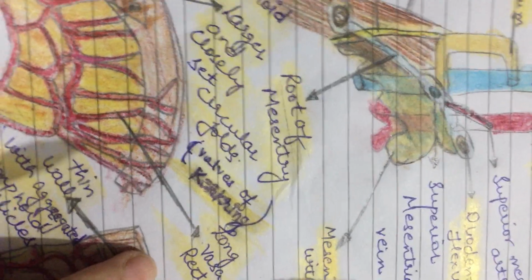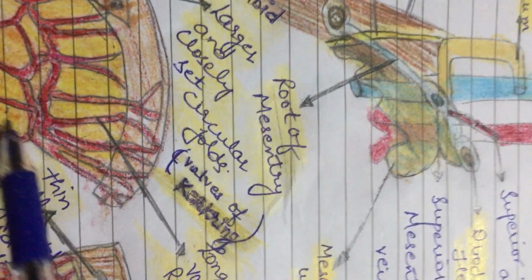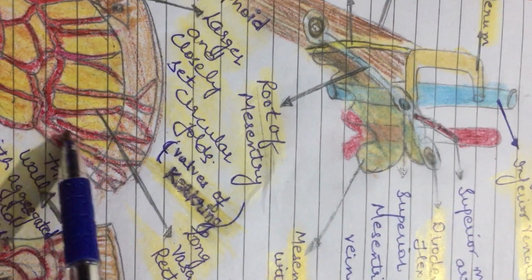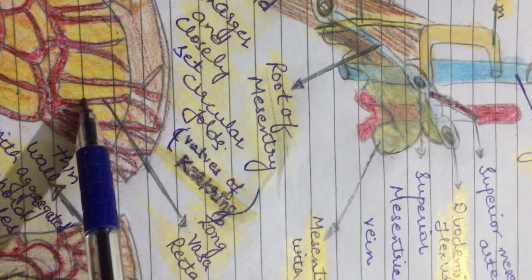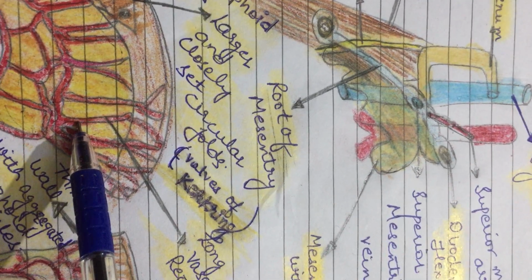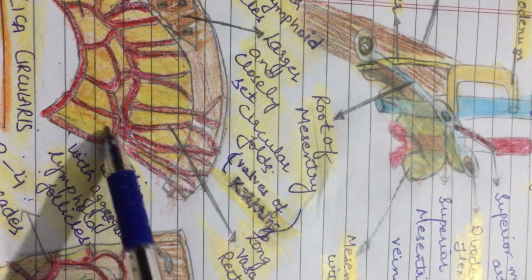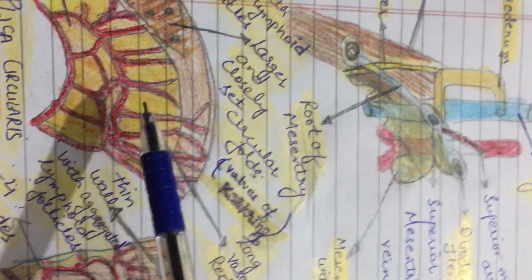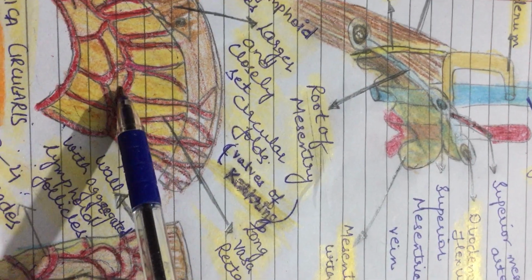Now come to the mesentery of the small intestine. What is mesentery first? The mesentery I have drawn, this whole part. It is a broad, fan-shaped fold of peritoneum which suspends the coils of jejunum and ileum from the posterior abdominal wall, right?